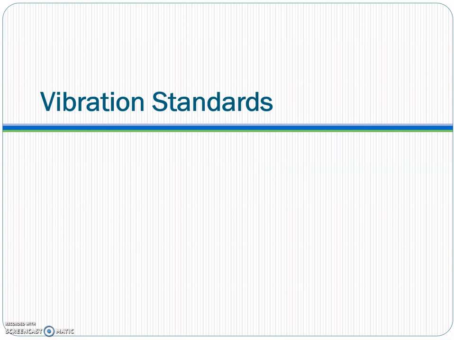Our next topic is vibration standards. In petrochemical plants or oil and gas platforms, usually they have their own maintenance team to take care of their assets or machines. Vibration monitoring is one of their scope of work to monitor the condition of their machines. When vibration is high, it usually indicates something is wrong with the machine.